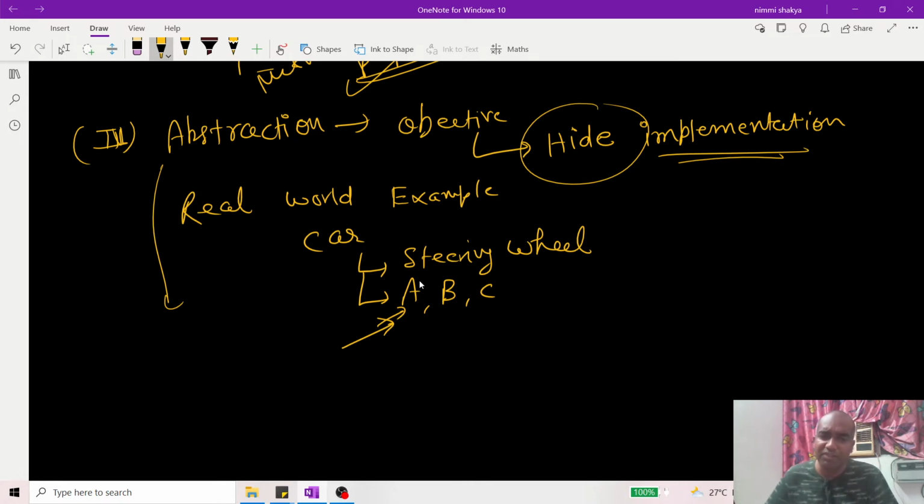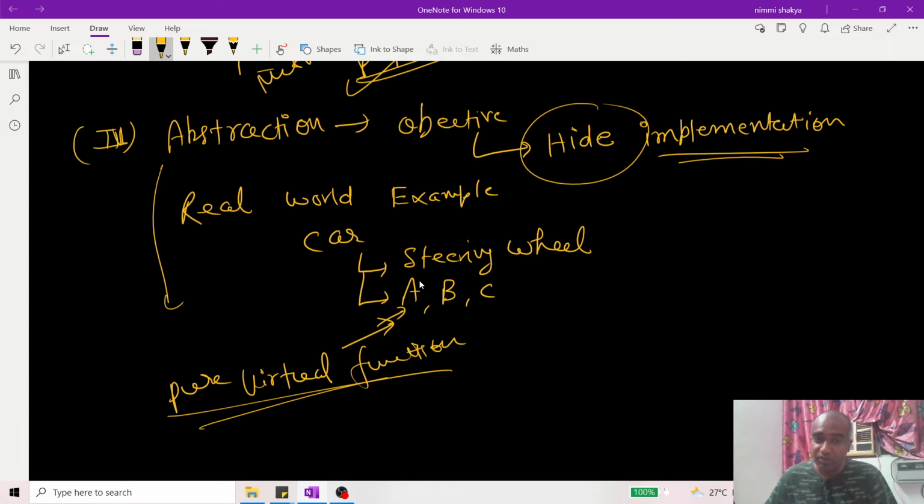How do we implement abstraction in C++? Using virtual functions. Abstract classes and pure virtual functions, what are they? That we will discuss in the coming videos. Pure virtual functions don't allow you to create the object, so that you can only specify what kind of object you need and what kind of access you need. All those are implementations done using abstraction concepts.